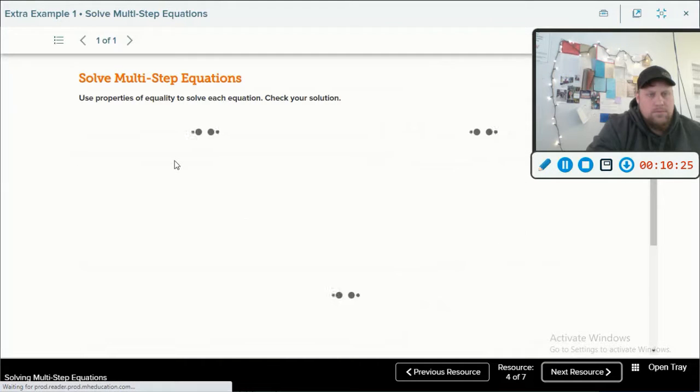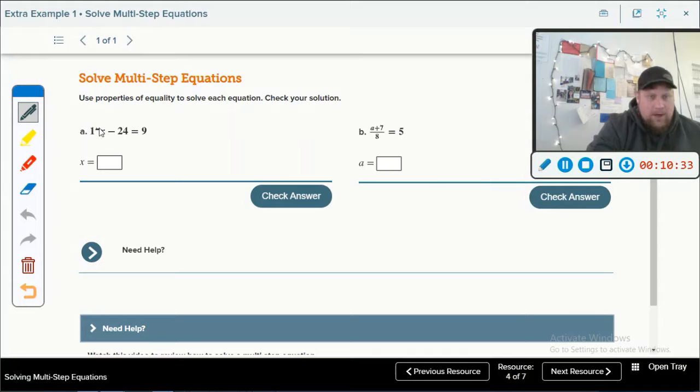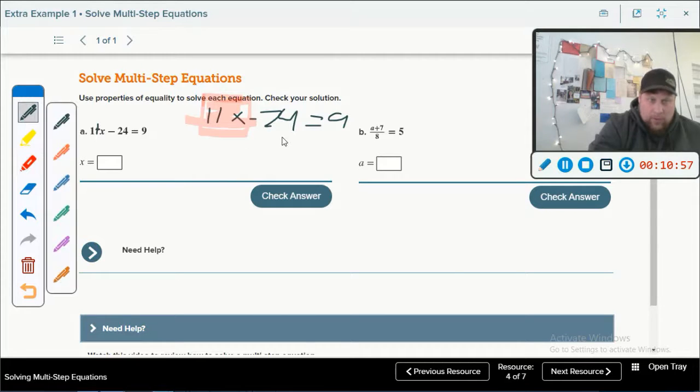So that's 11x. So when I look at this, I'm going to have 11x minus 24 equals 9. I got to undo what's been done to it. So let's undo it. Ultimately, guys, you want to get the variable by itself. The only way we get the variable by itself is by getting rid of everything else. So I got to get rid of that minus 24. Well, to undo minus 24, I got to add 24 because that's opposite. Remember, it's all about opposites. And the rule is what I do to one side, I do to the other side.